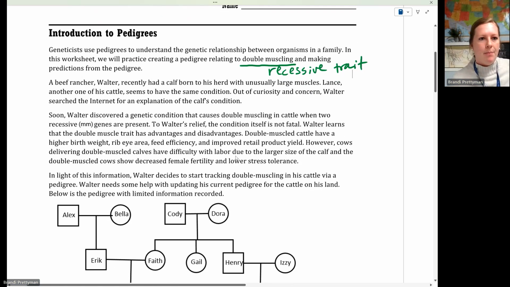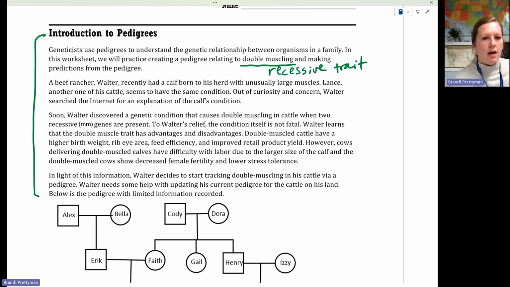This paragraph talks about a guy named Walter and his challenges with growing his cattle herd. So I want you to take a second to just read through this paragraph. You can pause the video if you need to. And then look back at what I've underlined and underline the same thing.